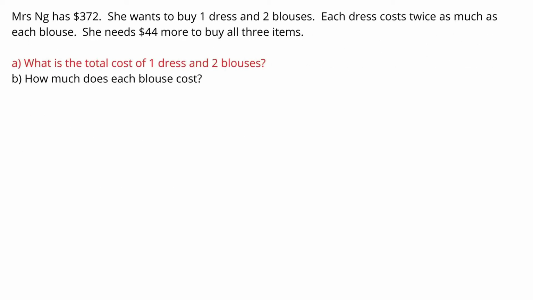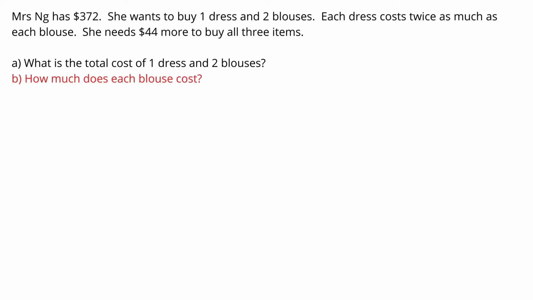What is the total cost of one dress and two blouses? The question tells us that Mrs. Ng has $372 and she needs $44 more in order to buy all three items. So $372 plus $44, the answer is $416. We are done with question A. That's easy, correct? Let's move on to question B.